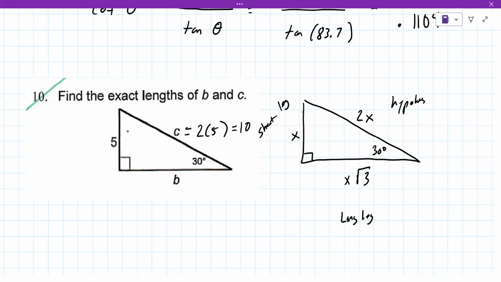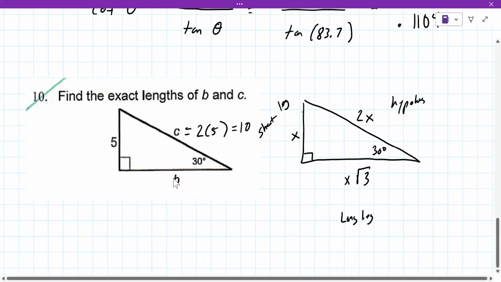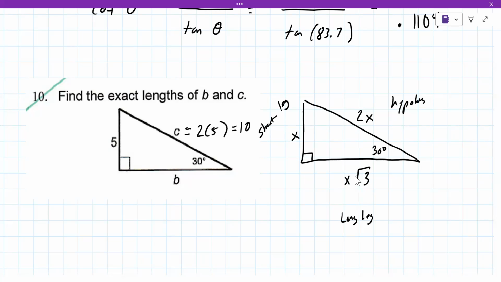All right. To find the other side, the long leg, you just have to multiply by square root of 3. So you literally just write 5 square root 3. It doesn't even seem like you're doing math. And that's the answer. There's actually nothing more to do there. It's almost like magic.